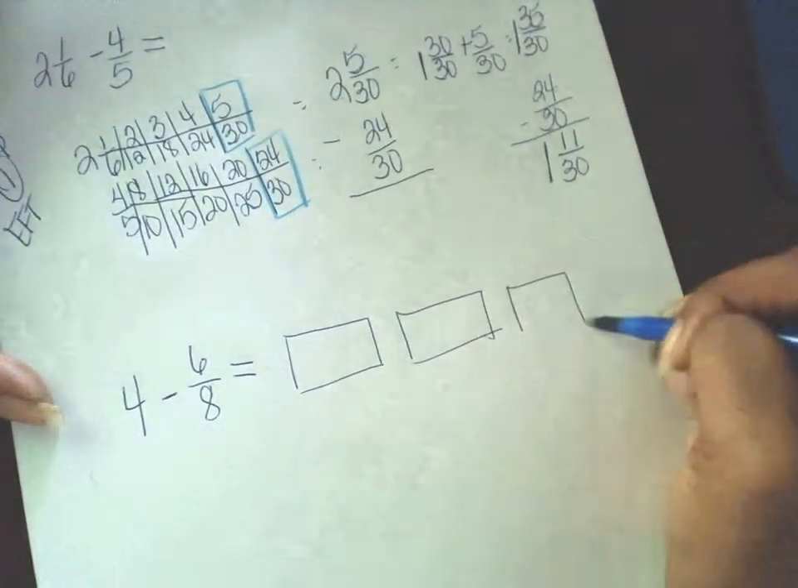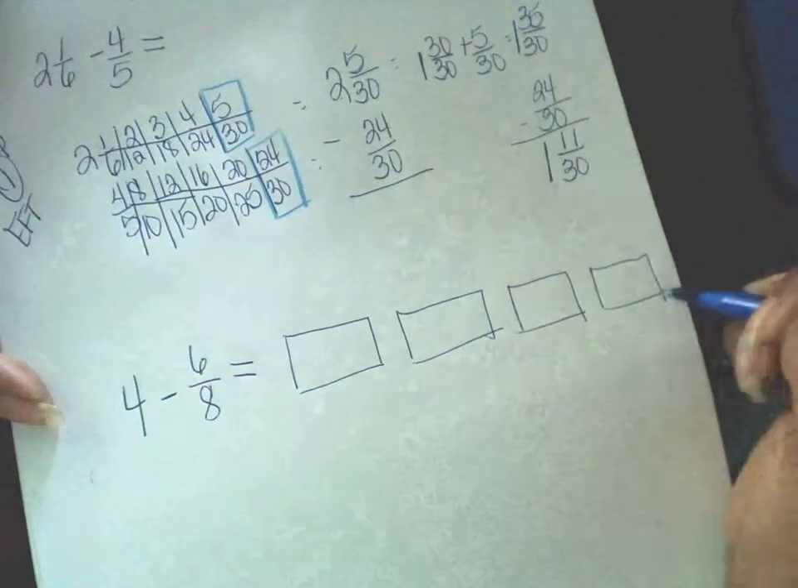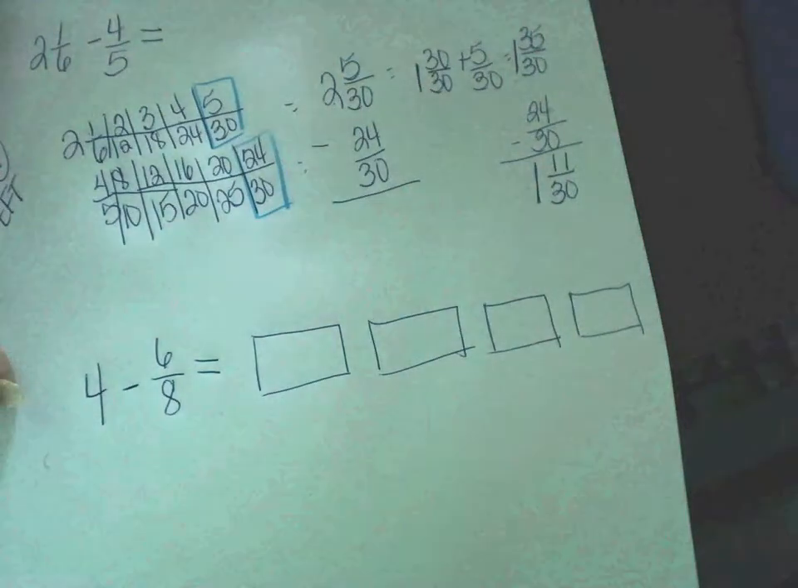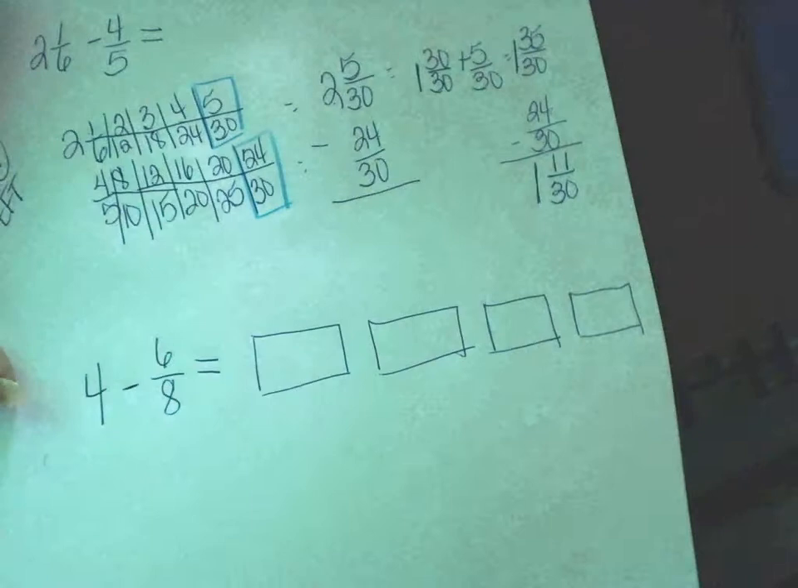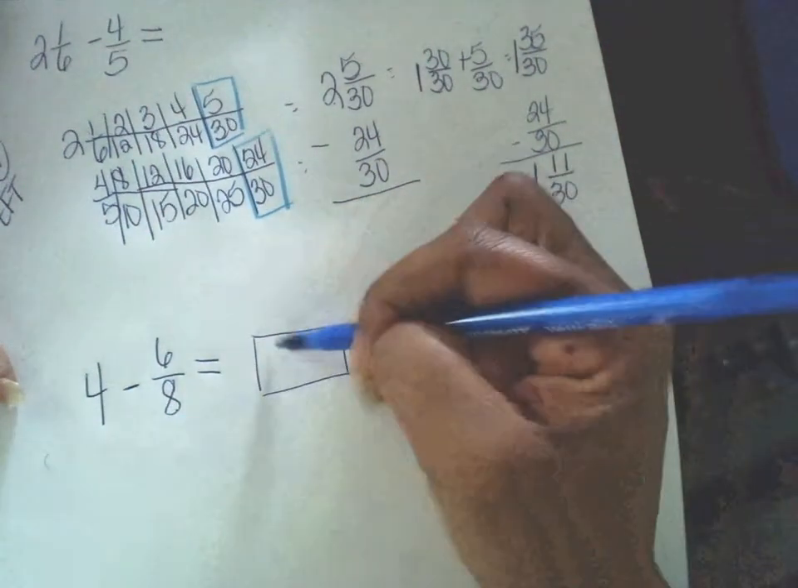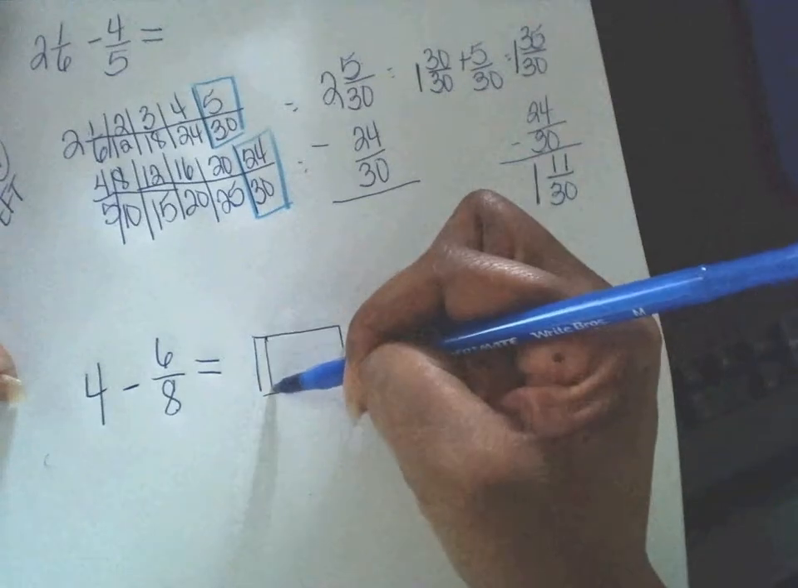1, 2, 3, 4. Now, can we take 6/8 from these holes? No, we have to do what to one of them? Break it down. Break it into pieces. How many pieces? 8, because our 8 is here. Okay? So what I'm going to do is break one of these into pieces.